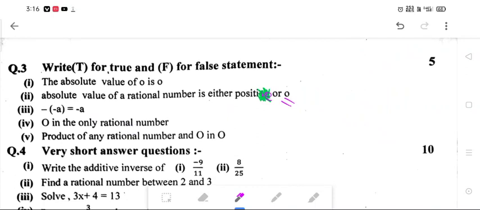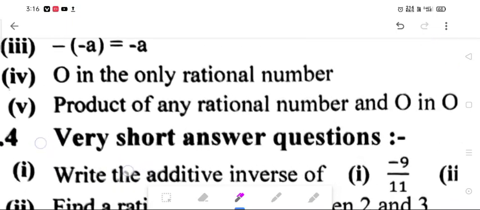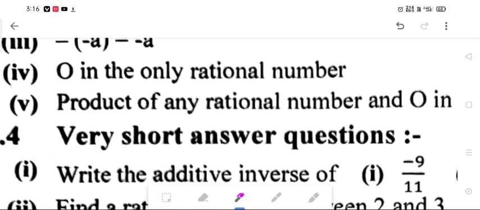The next is minus a is equal to minus a. You have to choose this is true or false. In the next, this is not o, this is 0. 0 is the only rational number.